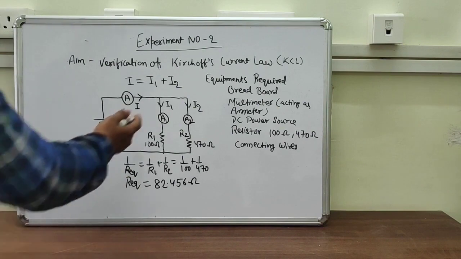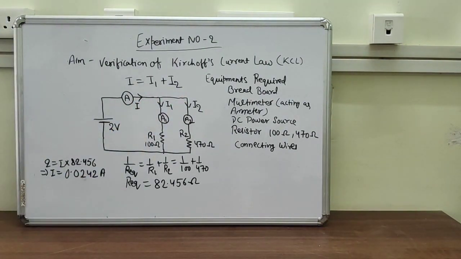Now for finding I1 and I2, we could use the current division rule to find out what I1 and what I2 is.